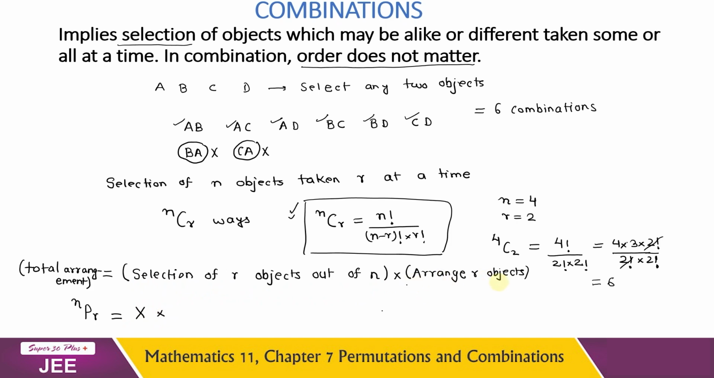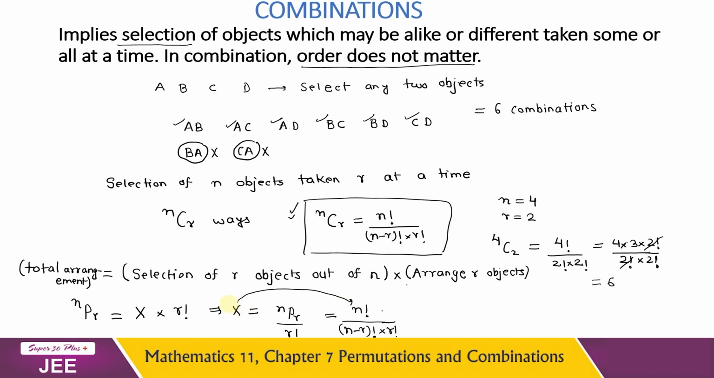Now r objects can be arranged linearly or in a row. In how many ways? r factorial ways. So the value of x comes out to be nPr whole divided by r factorial. And nPr, as we all know, is equal to n factorial divided by (n minus r) factorial. This is nPr, and over here we have one more r factorial, so I am going to divide this quantity again by r factorial. Alright, this comes out to be the value of x.